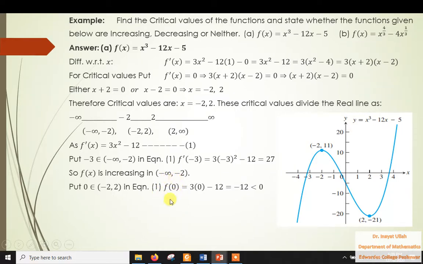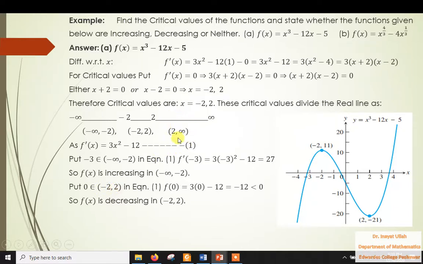So f prime 0 is equal to 3 into 0 square. Square is missing here. Minus 12. 3 into 0 is 0. So we are only left with minus 12, and we see that minus 12 is negative, less than 0. And whenever the derivative of the function is negative, we say that the function is decreasing there. So we will say that f of x is decreasing in this interval.